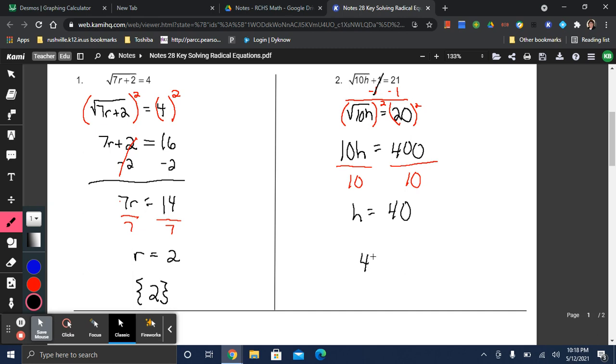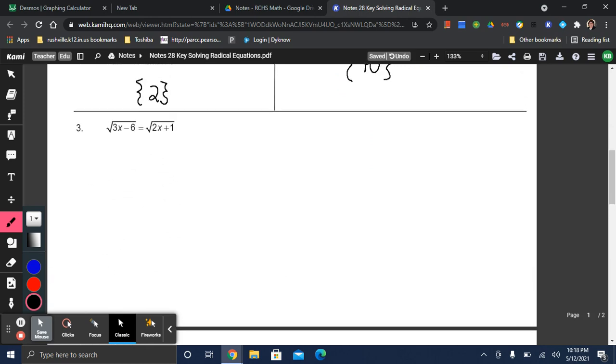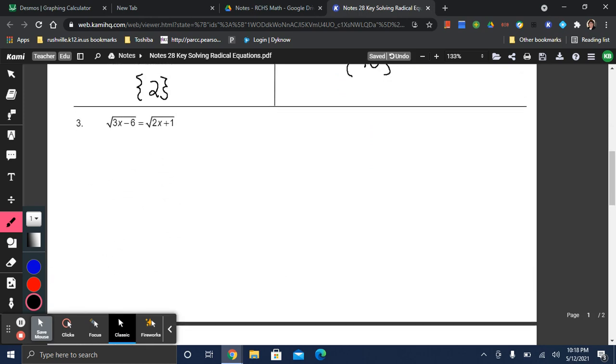So at the end of the problem, go ahead and put your answers in a solution set. And that'll let you know that they do check. All right, on your third problem, you have the square root of 3x minus 6, and then your equal sign, and then another square root of 2x plus 1.